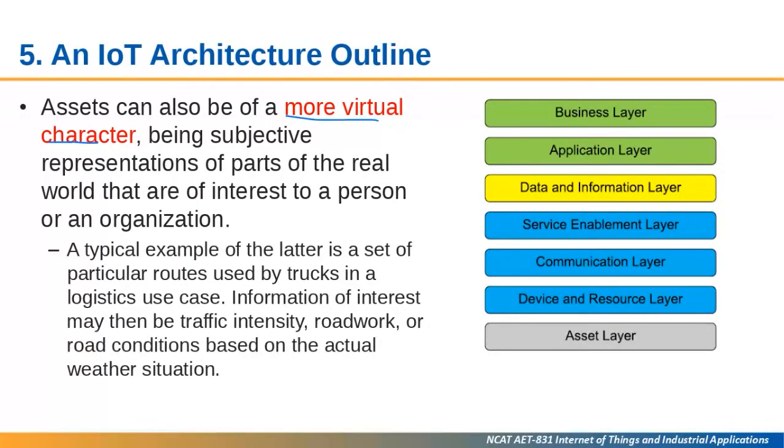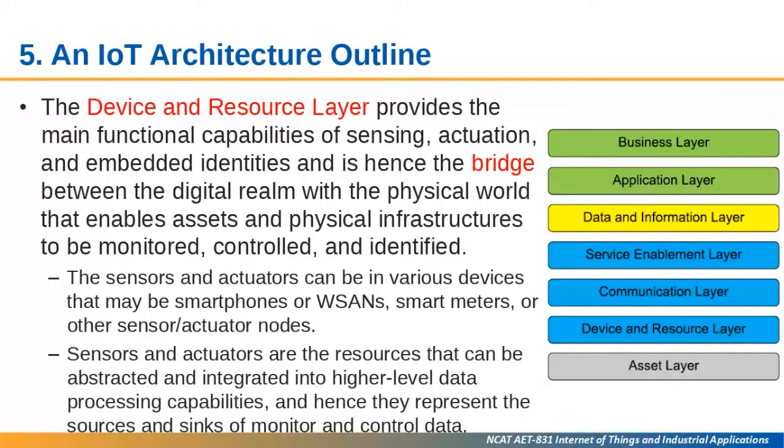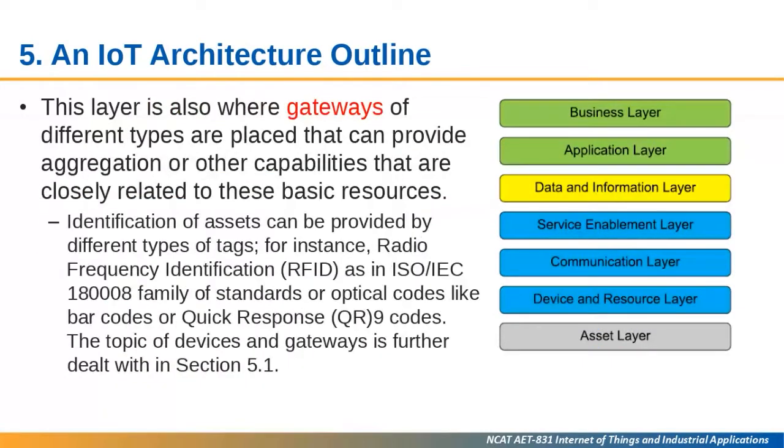And next, it will be the device and resource layer that provides the main functional capabilities of sensing, actuation, and embedded identity in the physical world. So basically, the asset layer is the physical world. The device and resource layer will insert the physical instructions to be monitored and identified. This layer includes the sensors, the actuators, and gateways. Gateways mean including the RFID devices, the QR code, and also some other useful tools which provide traceability.